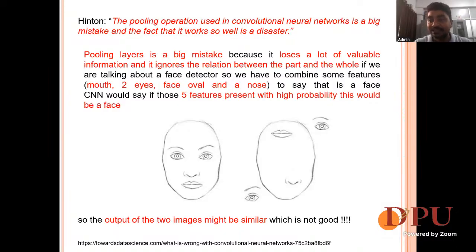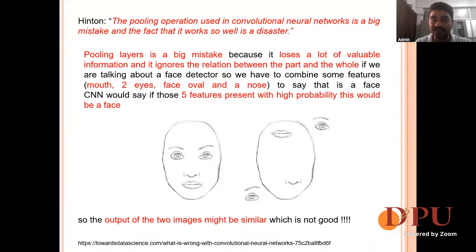He said that pooling is a kind of thing where you are trying to find out the max or the mean, and you are throwing away the remaining pixels without understanding the underlying relationship between the pixels. That's why pooling is nothing but a disaster, even though we use CNN.